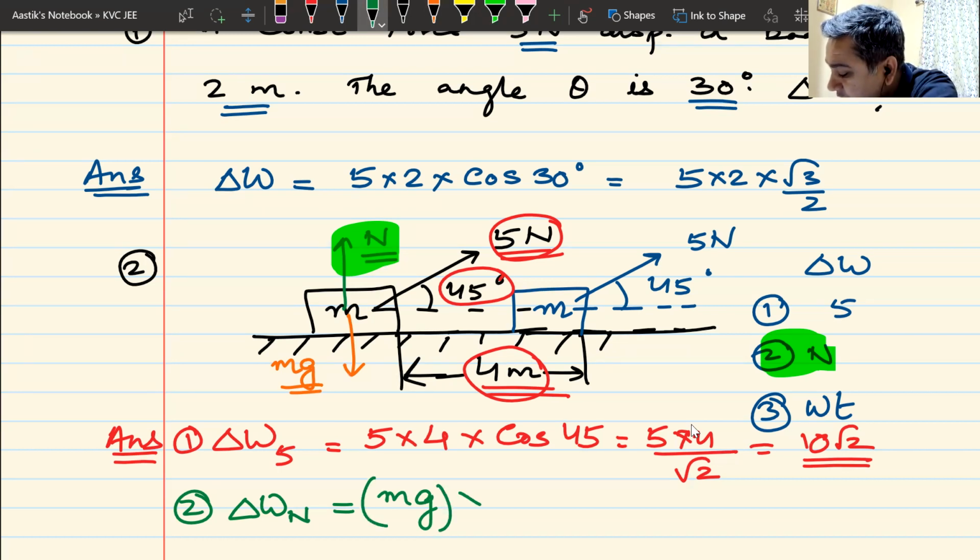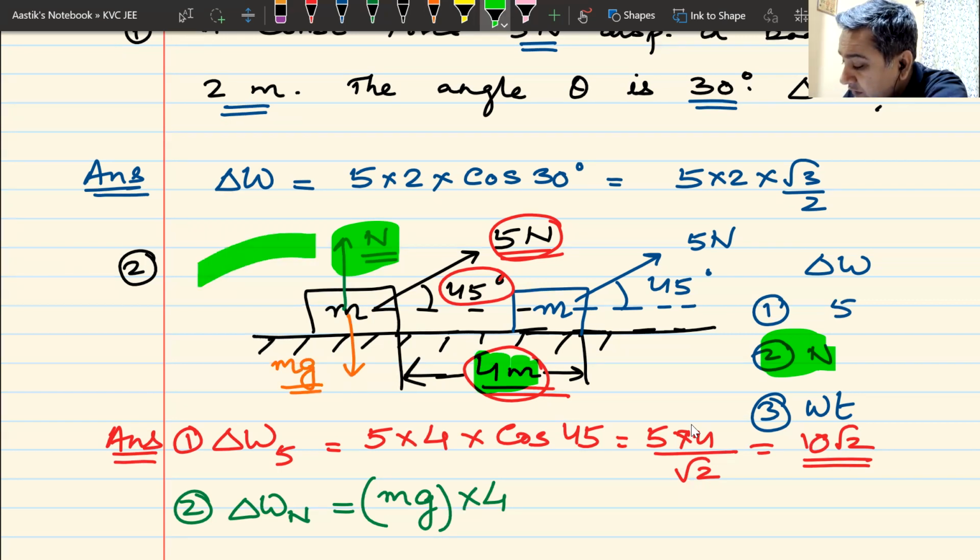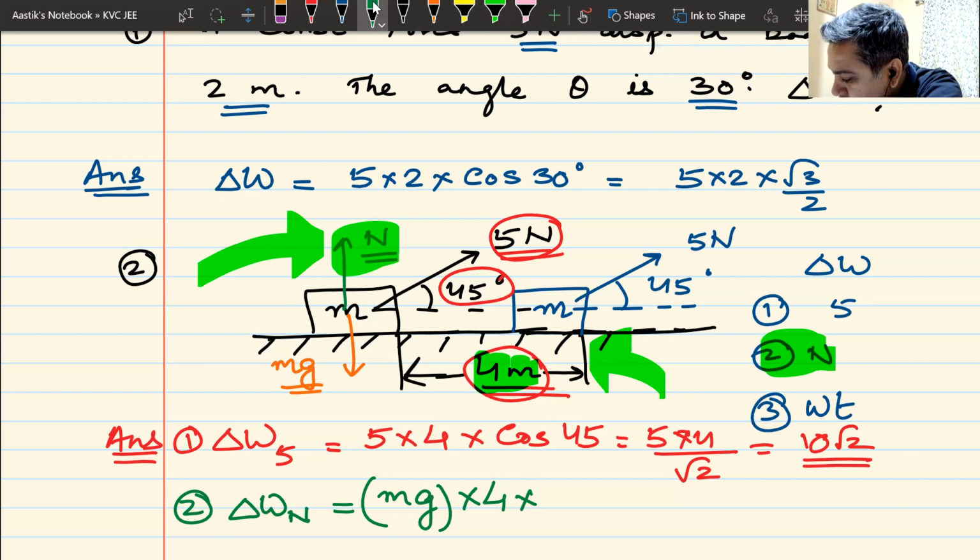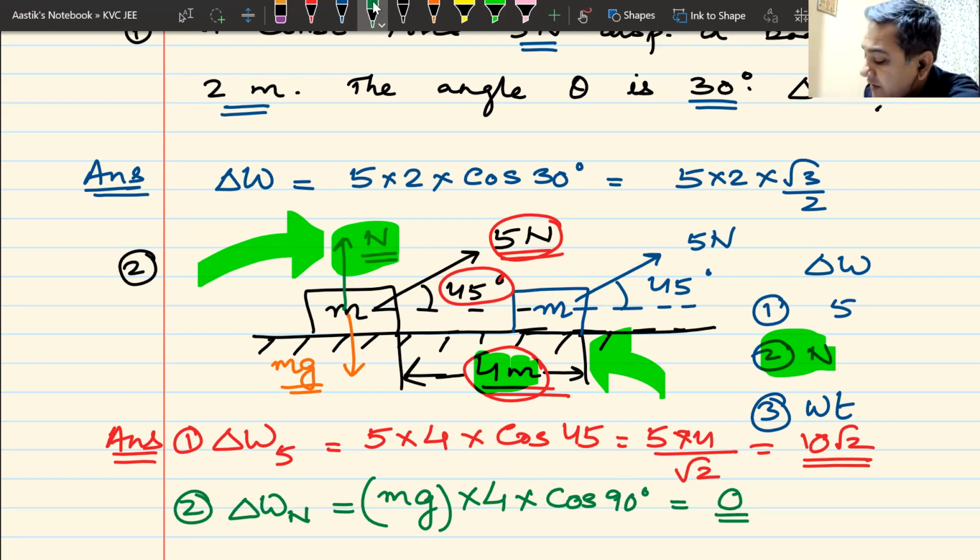multiplied by the displacement of the body, which is 4. Displacement of the body is 4, not a problem. Multiplied by the angle between N and displacement. See the angle between this N, which is perpendicular, and this 4. What is the angle between these two? The angle will be 90. Cos of 90 is 0, and hence the work done by normal reaction is 0. Do we understand this? Can I have some response that we understand this?